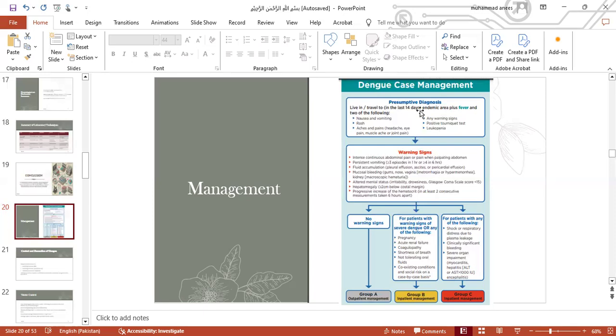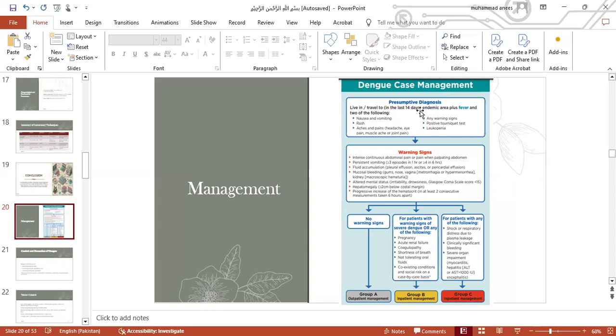Or if they have the warning signs, like intense continuous abdominal pain or pain on palpating the abdomen, persistent vomiting, fluid accumulation, mucosal bleeding, altered mental status, hepatomegaly, or progressive increase of the hematocrit. These patients are divided into three categories. If there are no warning signs, they are treated with outpatient management, and they are categorized as group A. They are counseled that there is no specific treatment of dengue. Mostly supportive treatment is given. In the outpatient department, they are told to control the fever, and they have to hydrate themselves, and they are guided in this respect.